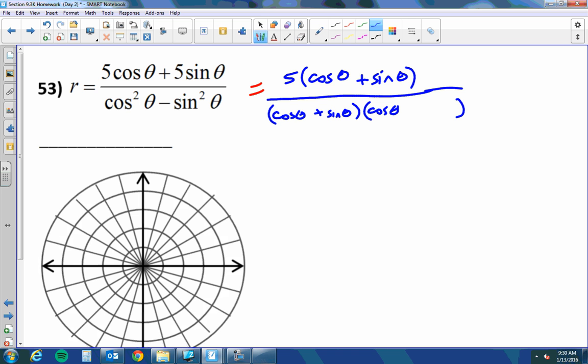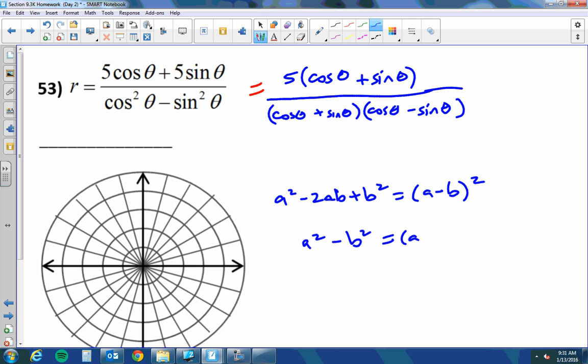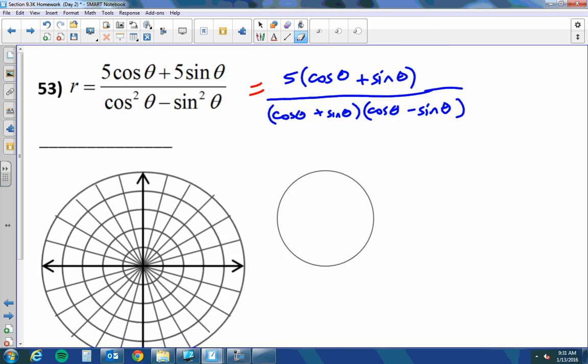Cosine minus sine. Just for the record, you have 2 formulas you're supposed to know. If I gave you something in this form, what's that? That factors into a binomial times itself. If I gave you something in this form, difference of 2 squares factors into conjugates, a plus b and a minus b. Okay? So that's where those come from.